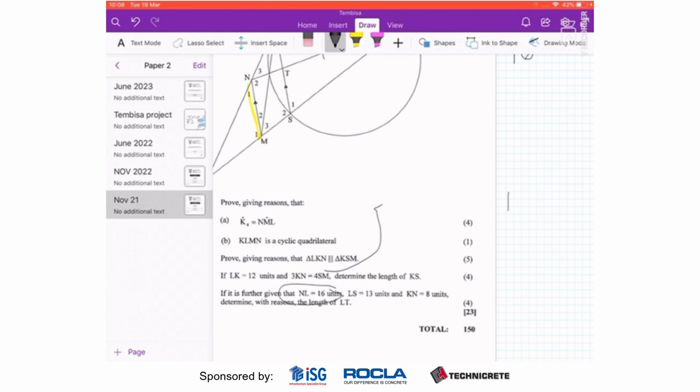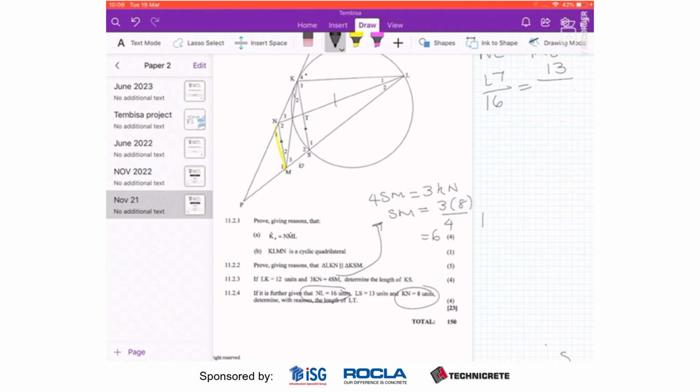Okay, and in the previous question we said that 4SM is equal to 3KN. We're now wanting to find SM because that's related to my question. So SM is equal to 3KN over 4, but we know KN is 8, so I can put that in here. And that is going to give me 6 units. So here SM is 6 units, and we know that LS is 13, so ML is going to be 9.